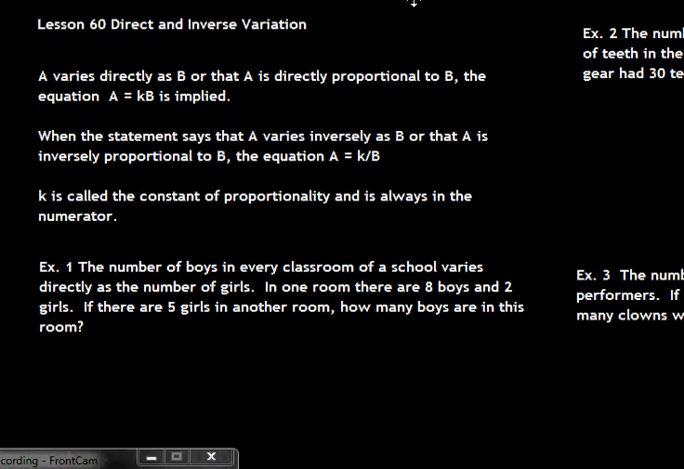Lesson 60, direct and inverse variation. Okay, I kind of like this lesson. I think it's a useful lesson. It's also on the SAT, so it's a good thing to learn.